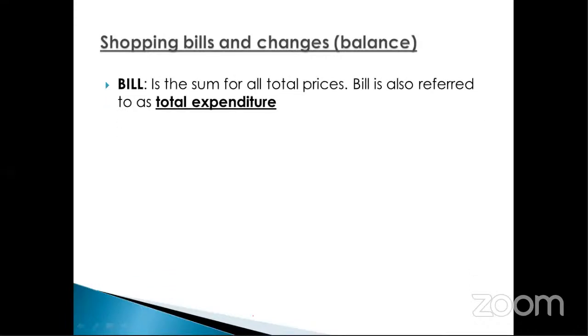When I talk about bill, bill is the sum of all the total prices. It's like what Apollo was saying, that if you have a list of all items, the sum of the price that you are going to pay, you can make a list of all the items, as Apollo has said: I'm going to buy this, I'm going to buy this, I'm going to buy this. So what's the sum of what you are going to buy? That is what they call bill. And bill is also referred to as total expenditure.